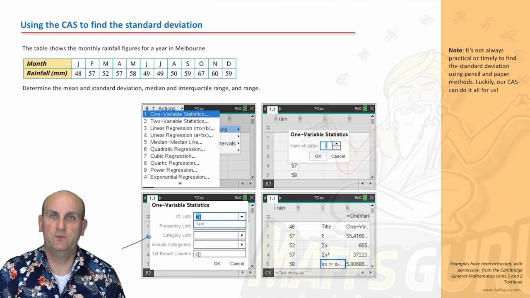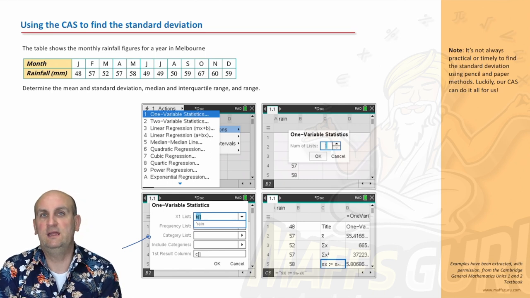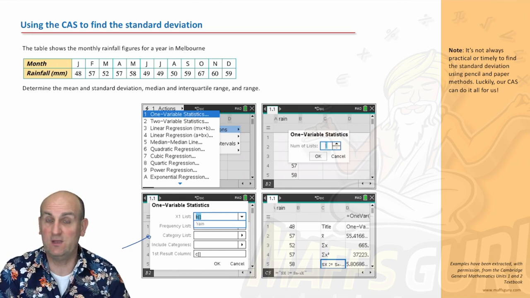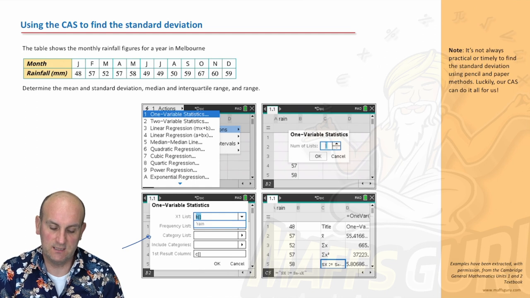Now, don't choose the default there. I didn't say B with the square brackets. I clicked on the down arrow and then I said rain. That's why we title these things, so we don't get confused later on when it gets a bit more interesting. So we chose rain. I left all the rest of the stuff as is. Okay, and what comes up?